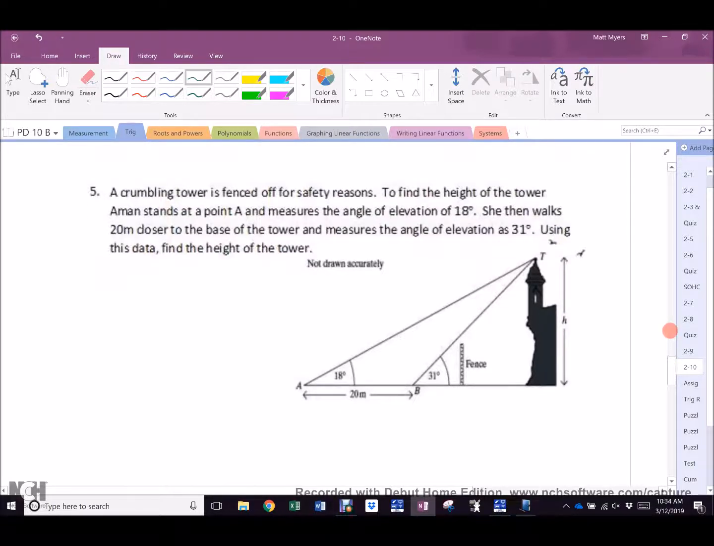I'm very proud of this question, mostly because of the diagram. I like my crumbling tower. Everybody ready? Go.